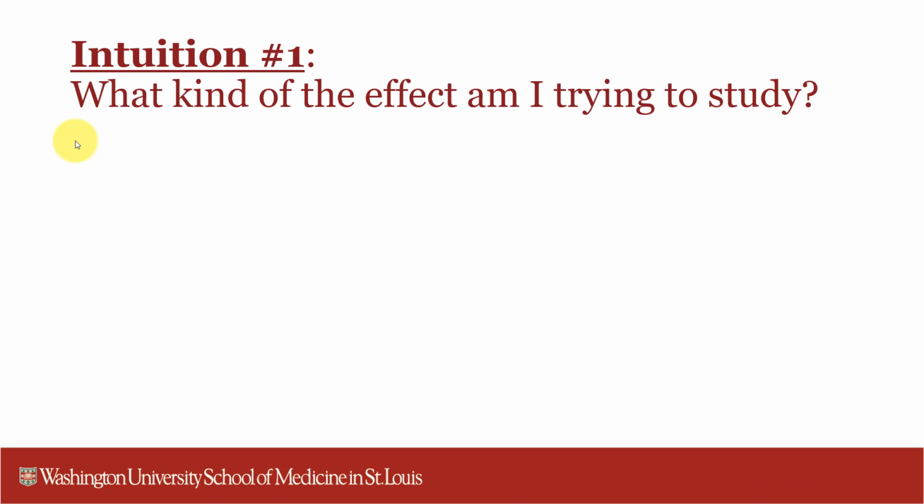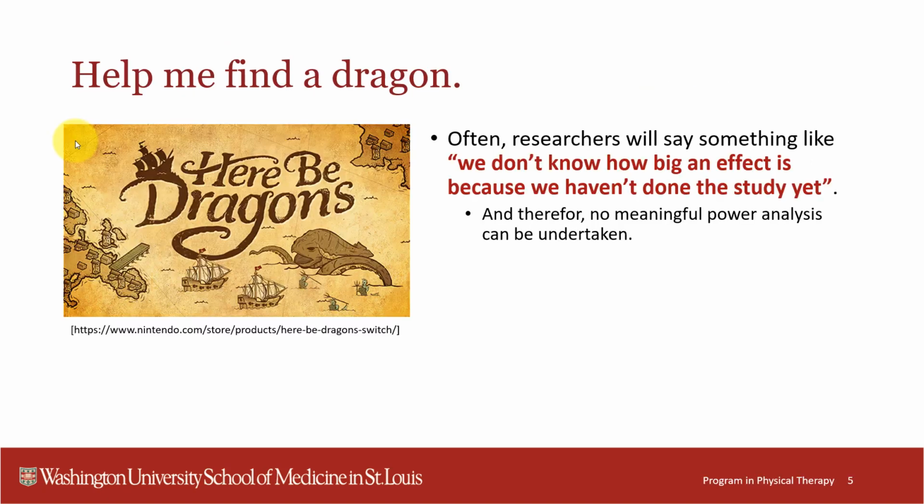So intuition number one, what kind of effect am I trying to study? Often, researchers will tell me something like, we don't know how big an effect is because we haven't done the study yet. And therefore, they can't do the power analysis. Or the data just don't exist for us to decide what to put into the power analysis. I'll ask them, well, what would be the mean difference between these two groups? Or what would the standard deviation be for this variable in this population? And the argument is basically, we don't know because we haven't done the study yet. But I'm going to show you that I don't think this is a really good line of argumentation.